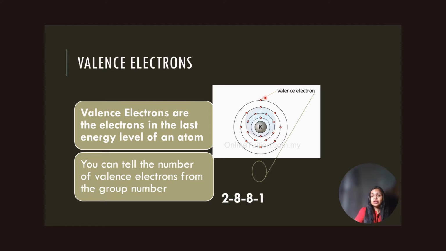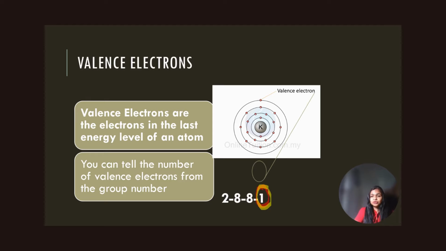The outermost shell of an atom is known as the valence shell, and the number of electrons present in that shell is known as the valence electrons. In this case, how many valence electrons are present? That's going to be 1. There is 1 valence electron present in the outermost shell of the atom. So potassium has 1 valence electron.